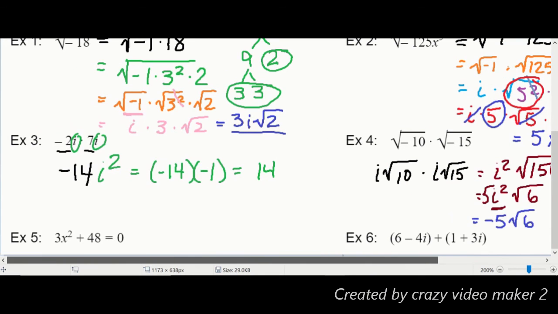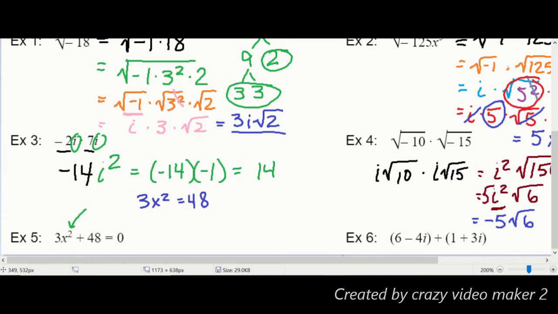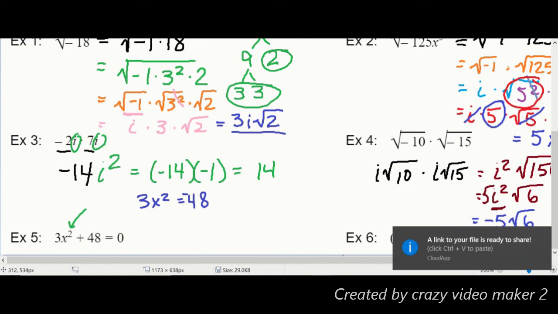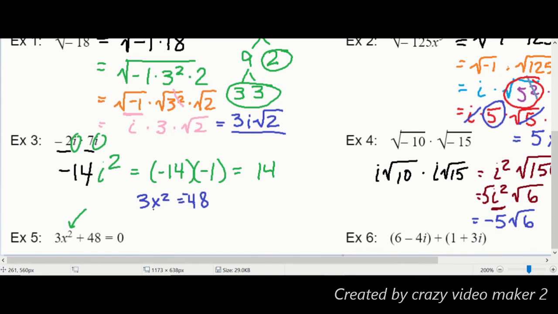On to our next one, second to last one here. So with this one, we have this 3x squared plus 48. Here with this one, we are going to start by doing like a one-step equation. We want to get x by itself. So we can say 3x squared equals -48, because we took 48 away from both sides. So then after that, we would divide by 3, divide by 3. Those cancel. We get x squared is equal to negative 16.